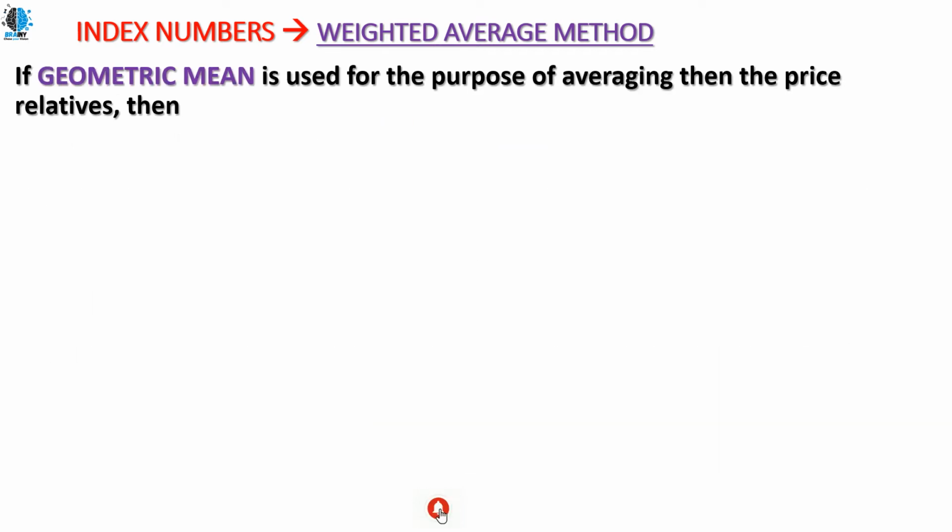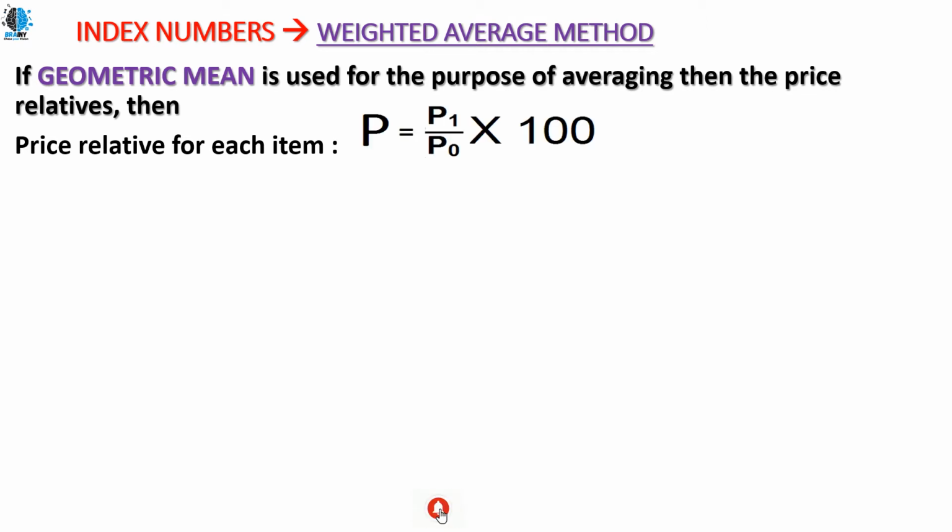Geometric mean is used for the purpose of averaging the price relative. Then how to proceed? Same, we need to find the price relative. What is the price relative formula? P = P1/P0 × 100. So how to read the price relative? Price relative of the current year with respect to the base year times 100, which will give the price relative P value. Now after calculating the price relative, we have to take the log of each price relative. So we need to find log P.